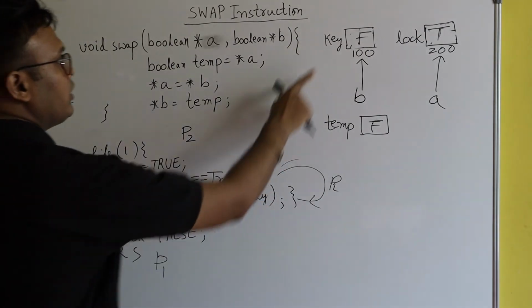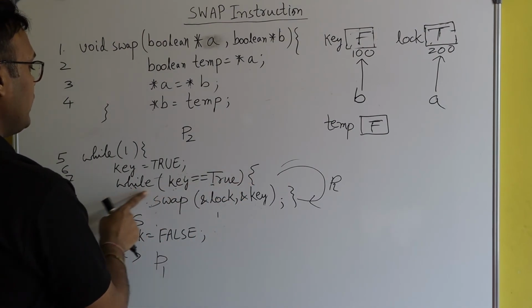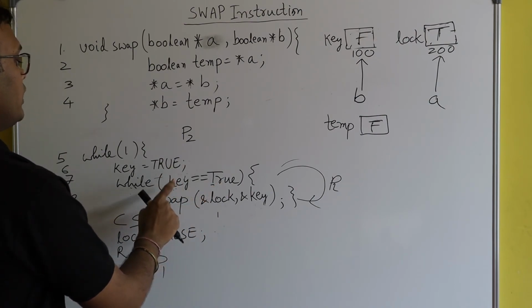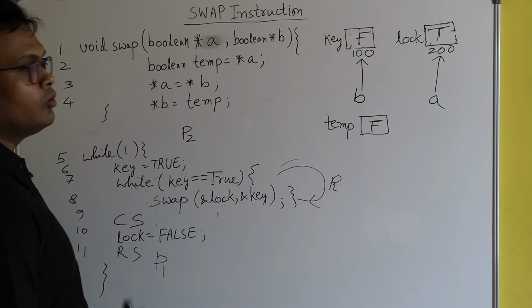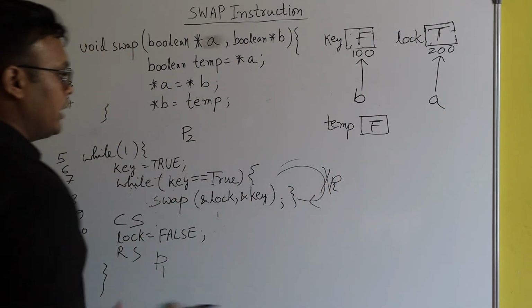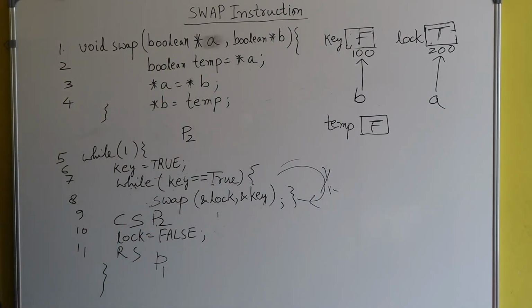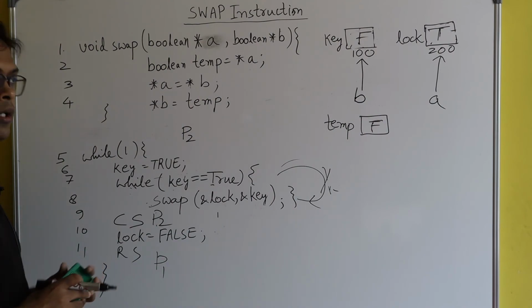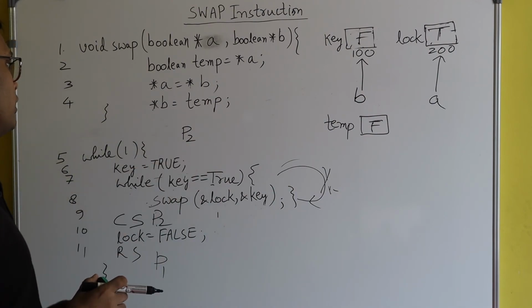So now you can see the value of key is false. When P2 checks this condition while key is equal to true, the condition is false, because false is equal to true is a false statement. How can false is equal to true be correct? So this while loop will be broken, and consequently P2 will enter inside the critical section. Fine. So it's very simple. If you know the swapping code, if you have learnt it in C, then this concept is nothing for you.